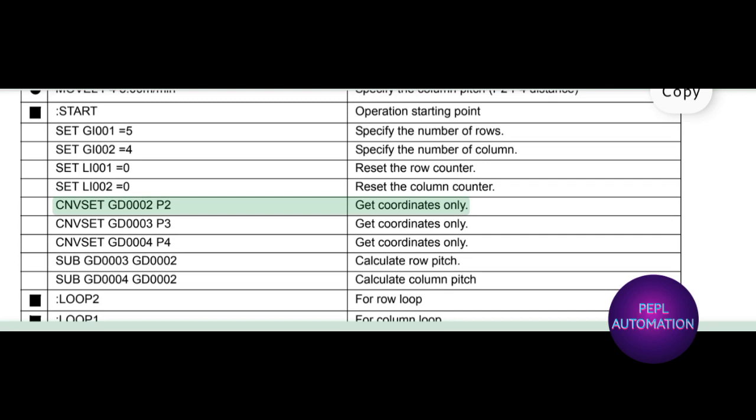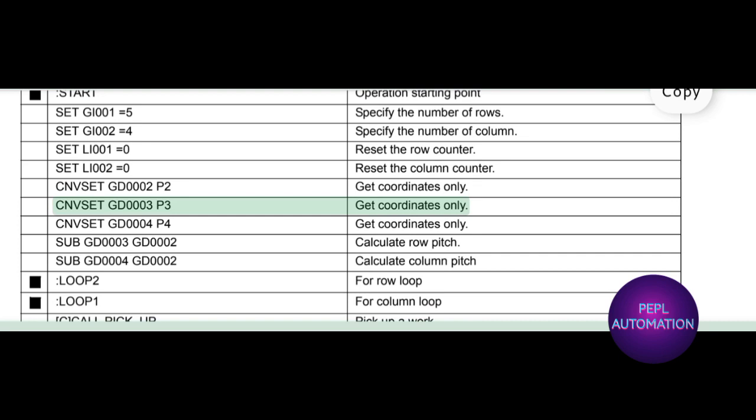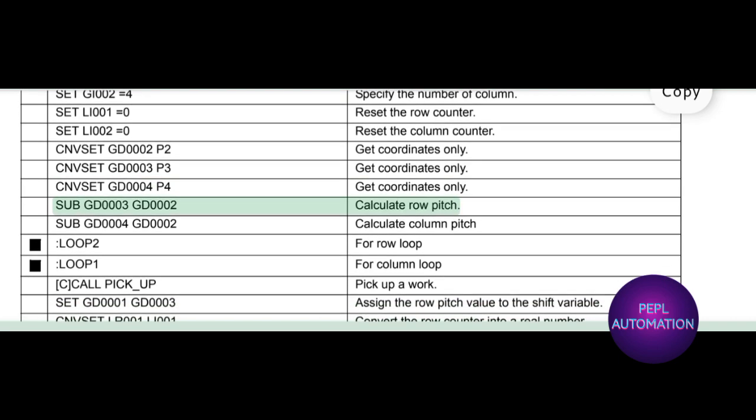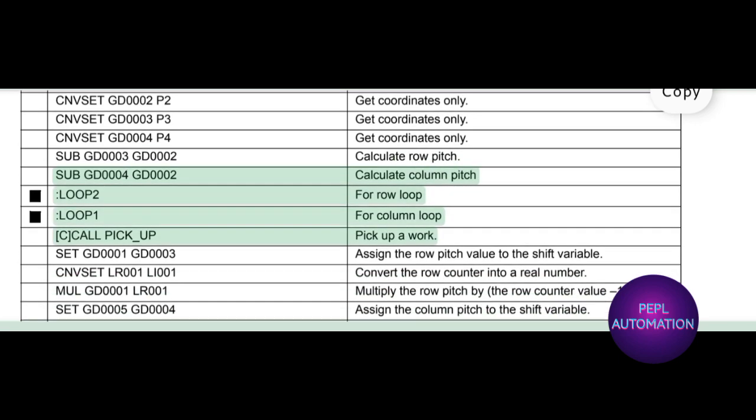CNVSET GD0002 P2. Get coordinates only. CNVSET GD0003 P3. Get coordinates only. CNVSET GD0004 P4. Get coordinates only. Sub GD0003 GD0002. Calculate row pitch. Sub GD0004 GD0002. Calculate column pitch. LOOP2 for row loop. LOOP1 for column loop.